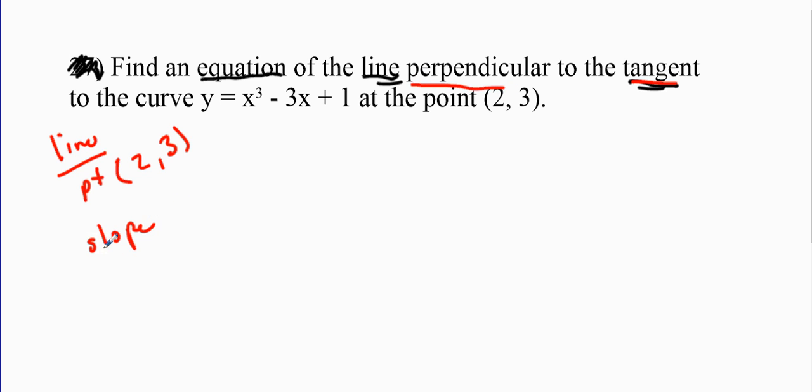Now, tangent slopes are derivatives, so we can find y prime at that point. We want to find a line that's perpendicular to that. And if you remember, perpendicular is the opposite reciprocal. So the first thing we're going to do is take y prime.